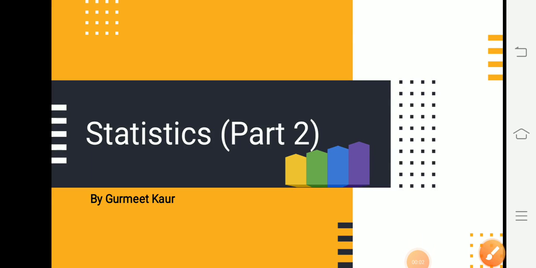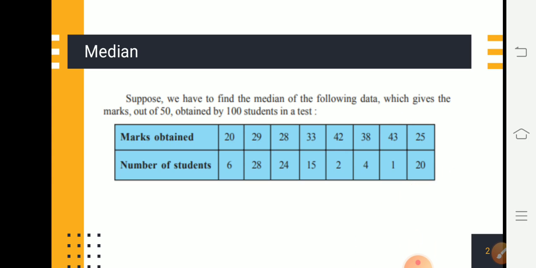Hello everyone. We begin with the second part of statistics. We have already understood how to calculate the mean and the mode. In today's lesson, we will deal with calculation of median.